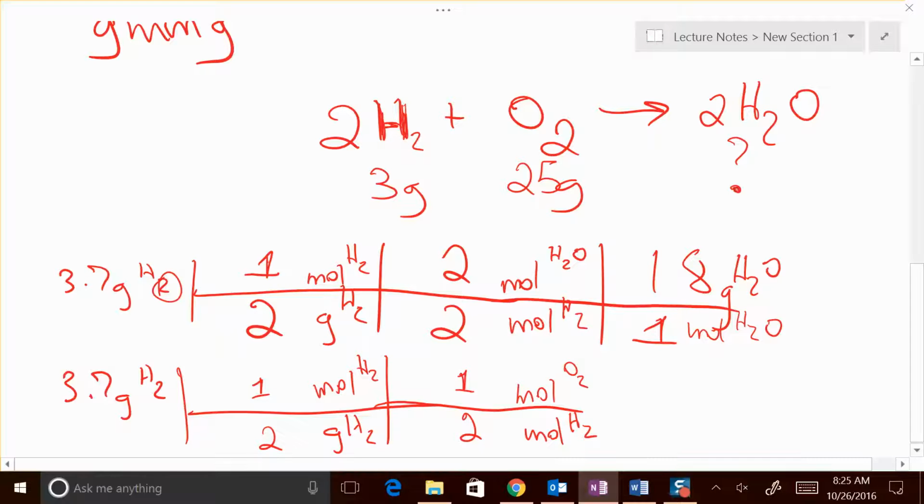That's for percent yield. We'll do a percent yield question after we do this theoretical. I have to figure out which one is limiting. Why? The excess I don't use. The limiting I do. So if I want to find out how much water is produced, it will be based on one of these. But which one? I have to figure that out. Because I need to either start with 3 grams of H2 and go to water, or I need to start with 25 grams of O2 and go to water. How am I going to figure out which one is limiting?